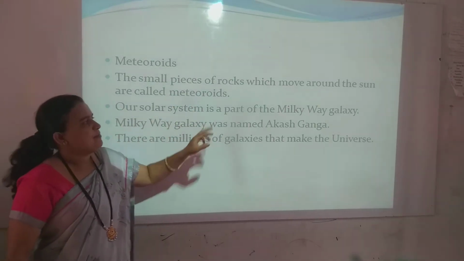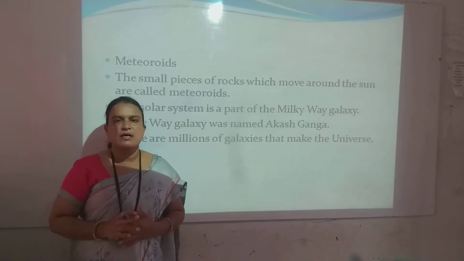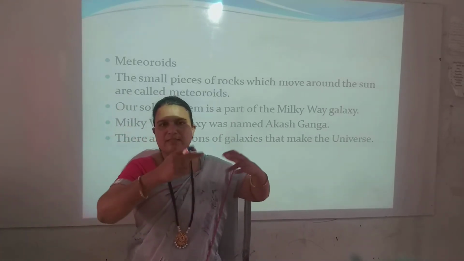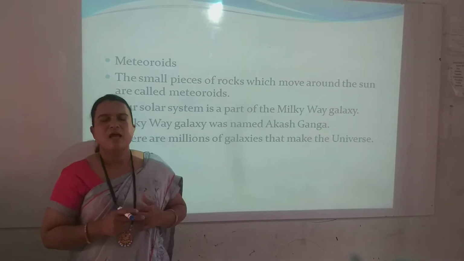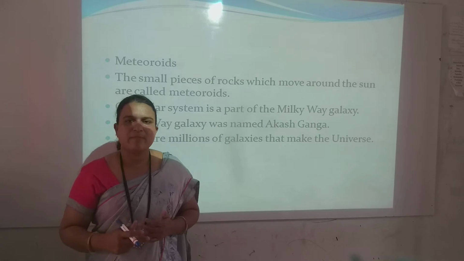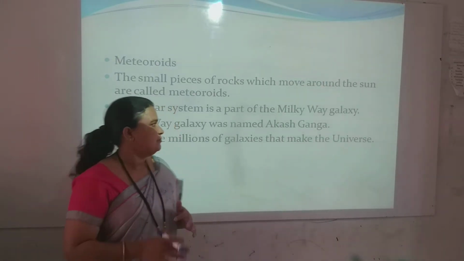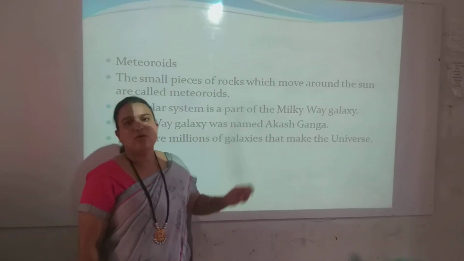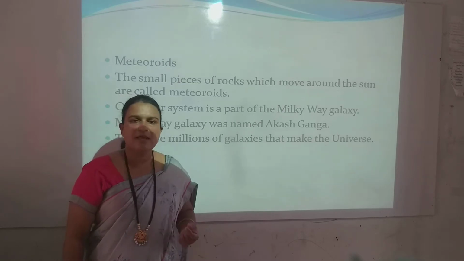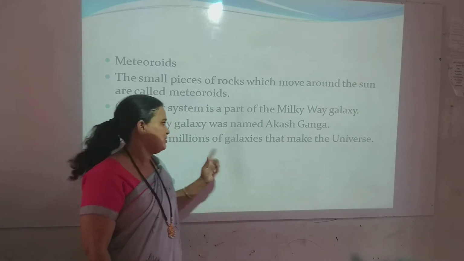Our solar system is a part of the Milky Way galaxy. In the universe, innumerable galaxies are there. Among them, the Milky Way galaxy is there. In the Milky Way galaxy, innumerable solar systems are there, and our solar system consists of 8 planets and the sun at its head. The Milky Way galaxy is also called Akash Ganga. Akash Ganga is another name of the Milky Way galaxy. So both these names are the same, my dear students.